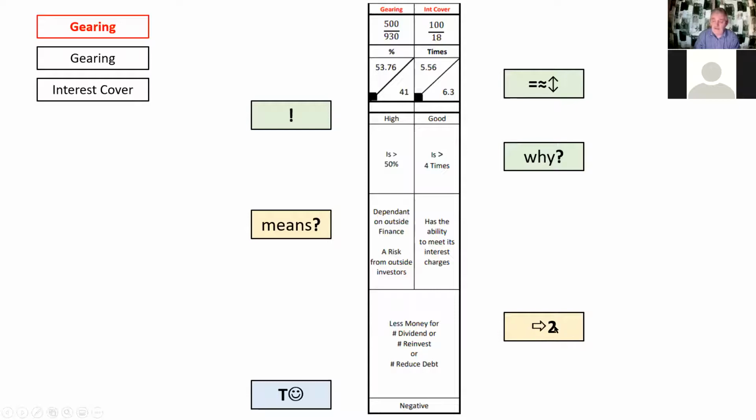What is likely to follow as a consequence of this? Well, if the numbers are disimproving, there may be less money available for us to pay out a dividend, to reinvest back into the firm, or to reduce any debts that we may have. Okay. And would the shareholders be happy with this? Well, no, because the trend is negative. What we'd be saying is, well, we accept that the times interest cover is still good, but we don't like the direction of the movement.